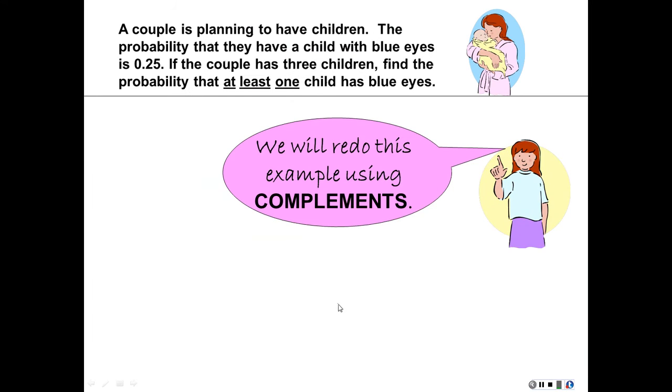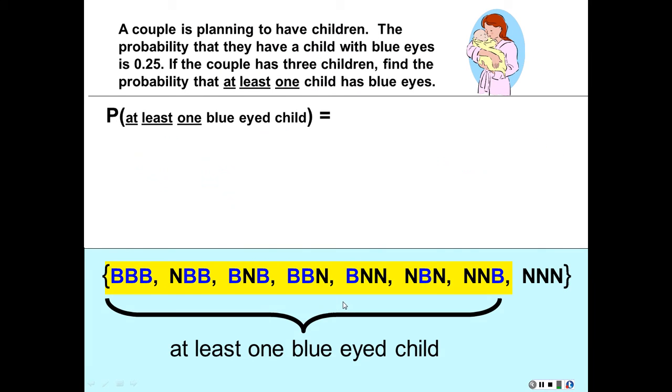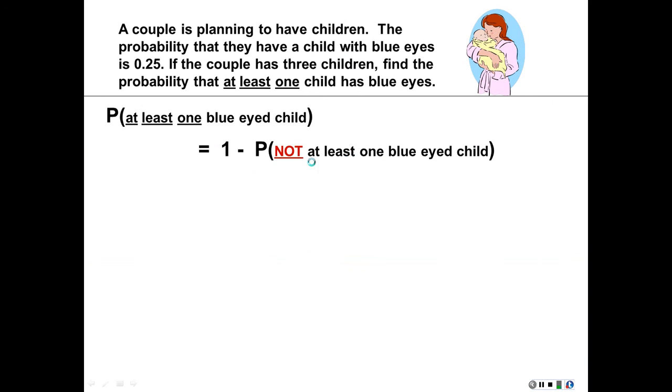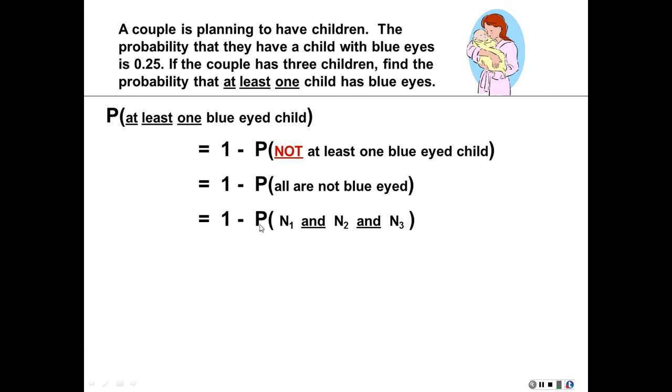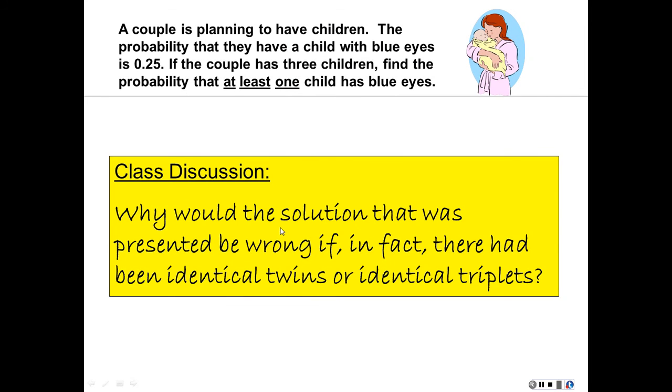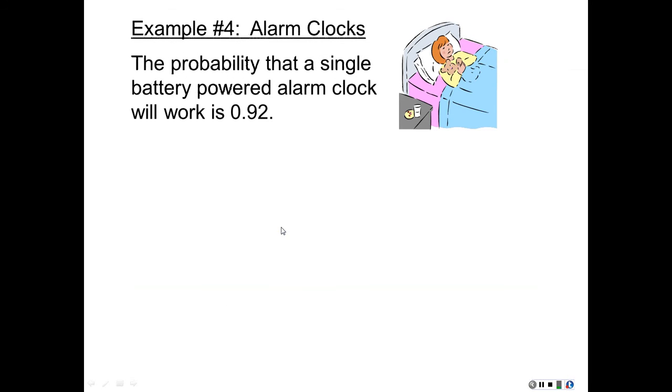Okay, so basically what we have, we find the probability of not having at least one blue-eyed child and subtract it from 1. And we get our answer. And that's the answer to that one. Now, let's look at this one, and then I will close for tonight.